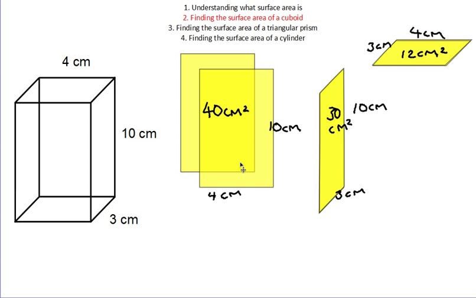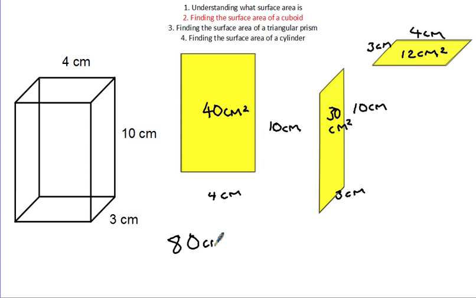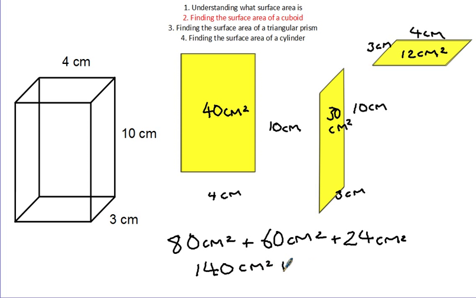Therefore, when we work out our total surface area, we can double each of these areas. So that means we've got 80 centimetres squared plus 60 centimetres squared plus 24 centimetres squared. So that's going to give us 140 from 80 plus 60, plus 24, which gives us a total surface area of 164 centimetres squared.